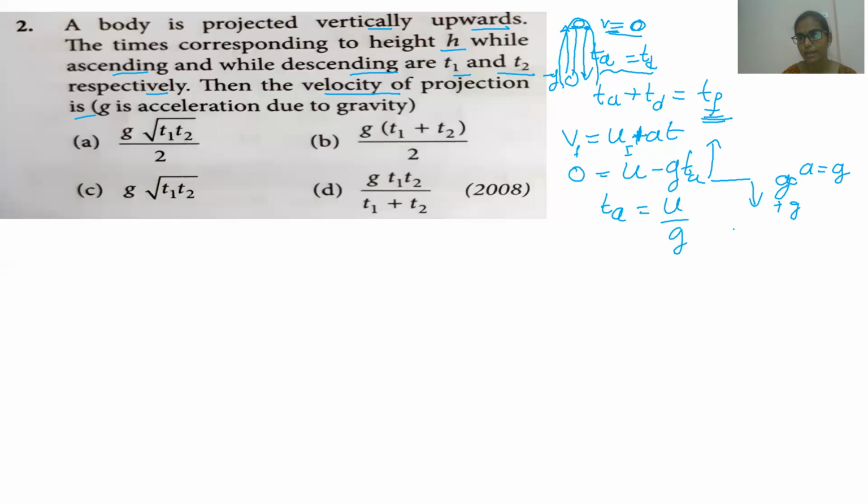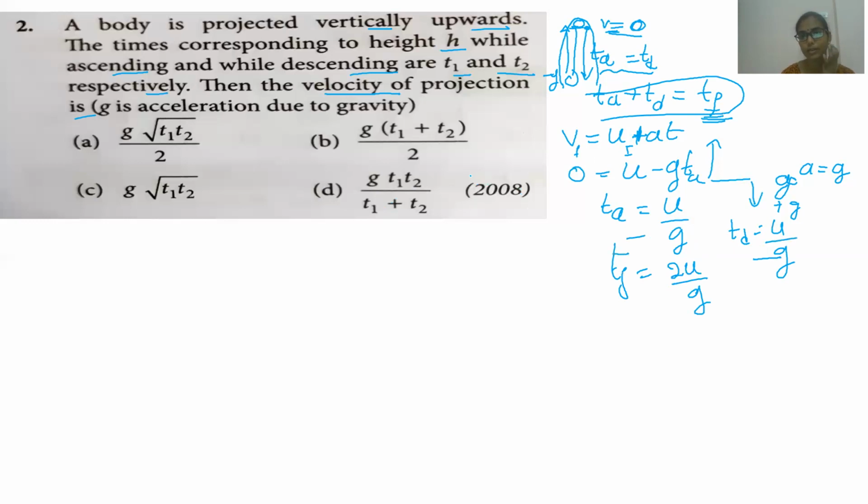Similarly, you can calculate the time of descent also. You will get again u by g only. So these two are equal. Then add in this formula, what will you get? Time of flight equals the sum of time of ascent and time of descent. You add them and you will get 2u by g. Okay, children, this is the scenario we are going to use to solve this problem.